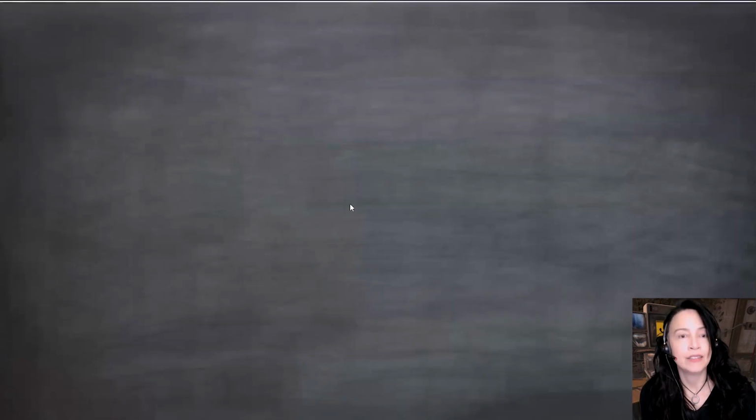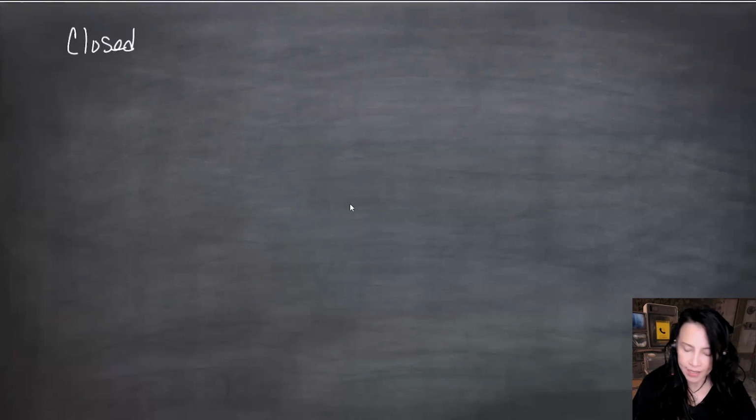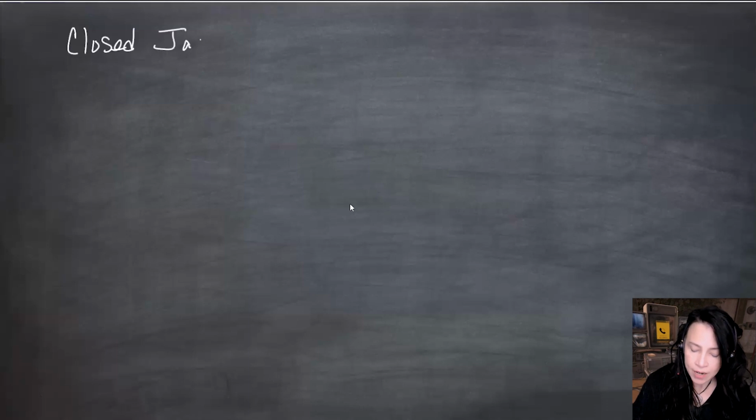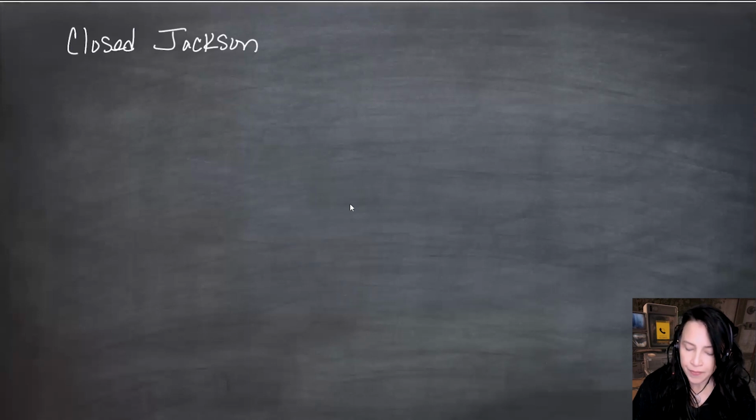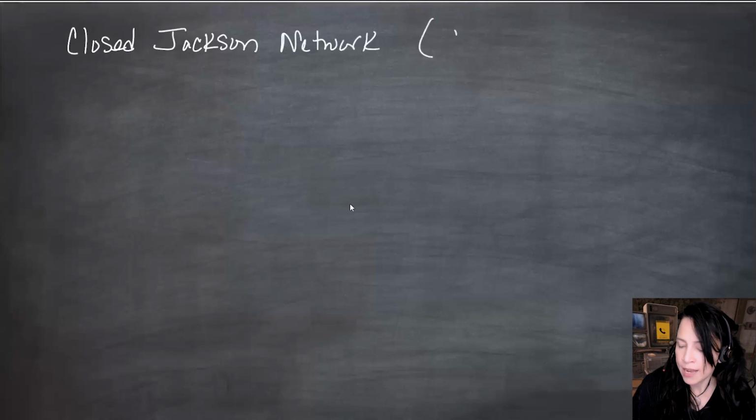Okay, so let's talk about closed Jackson networks. There's not a whole lot new for us to do here, so it's not really a big deal. A closed Jackson network is one where you don't have external arrivals and you don't have departures from the system. You just have people moving around between servers. This is also known as a Gordon-Newell network.